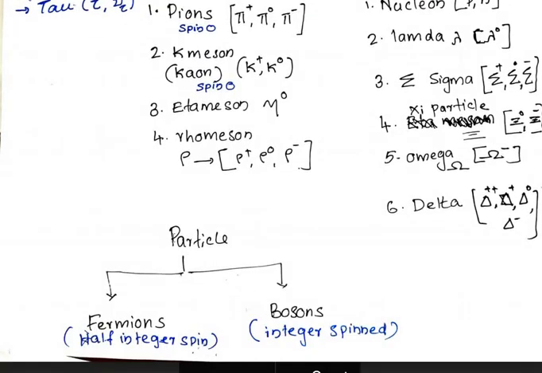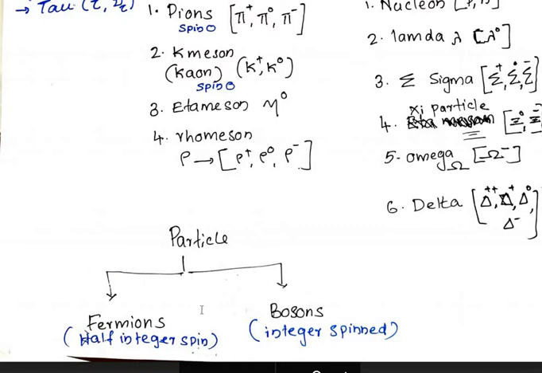Generally, we can classify particles into two types, that is fermions and bosons. Fermions obey Fermi-Dirac statistics and bosons obey Bose-Einstein statistics. And this classification is based upon the spin of the particle. A particle having half-integer spin is known as a fermion, and a particle having integer spin is known as a boson.